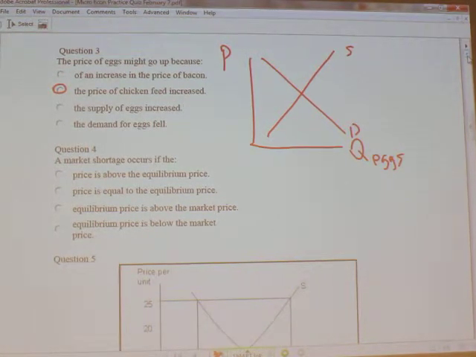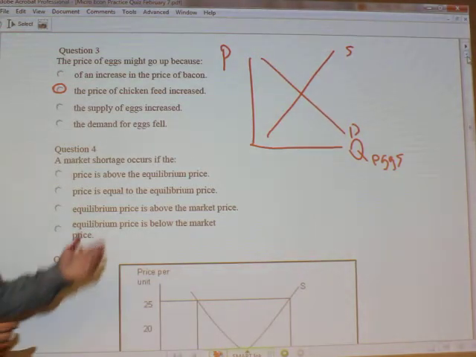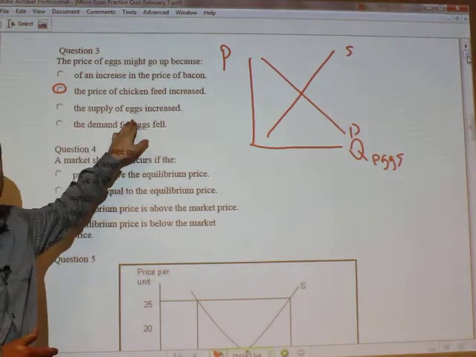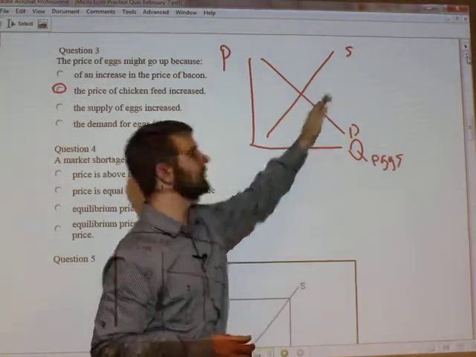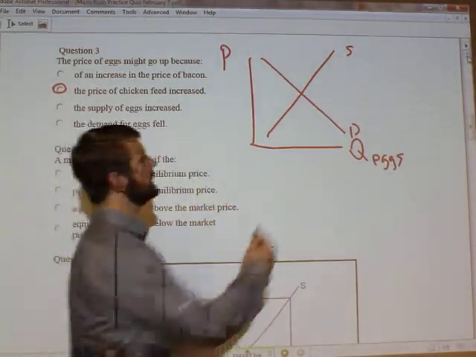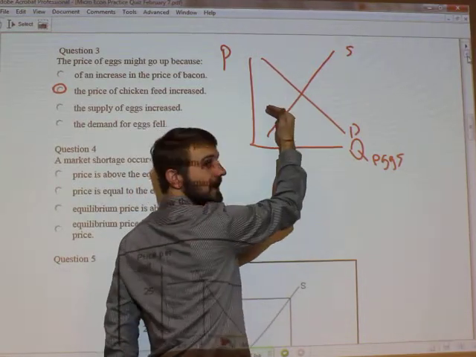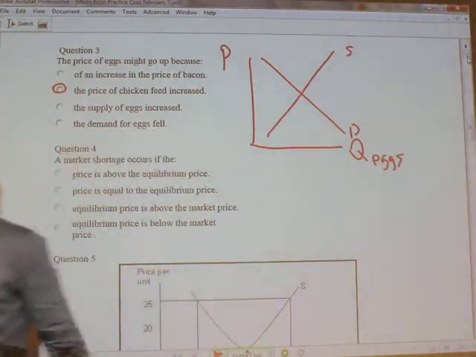It's not a bad idea to check the other answers. The supply of eggs increased. So supply goes from here to here. What happens to the price? Falls. Demand for eggs fell. Demand goes from here to here. What happens to the price? Falls. So good. So B is the right answer.